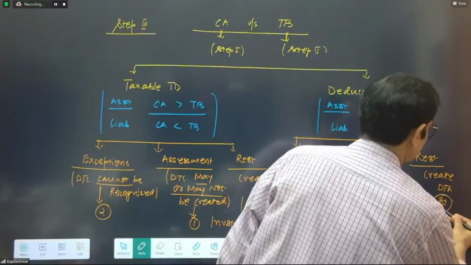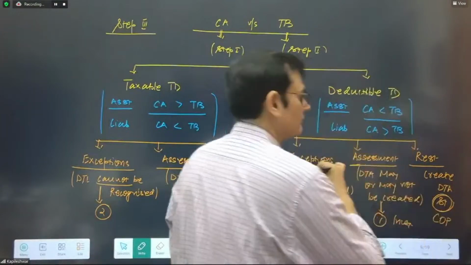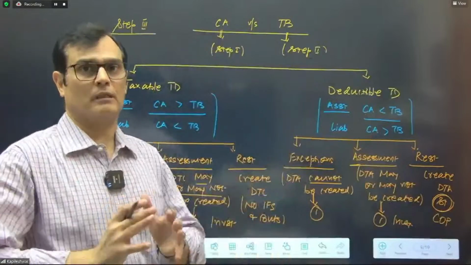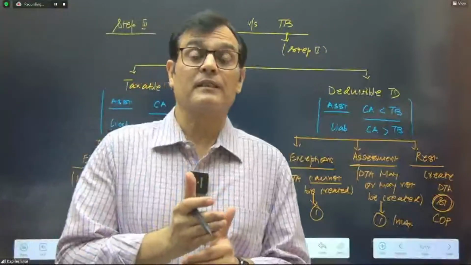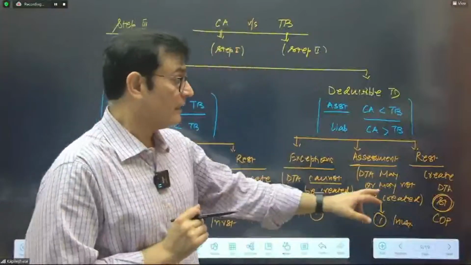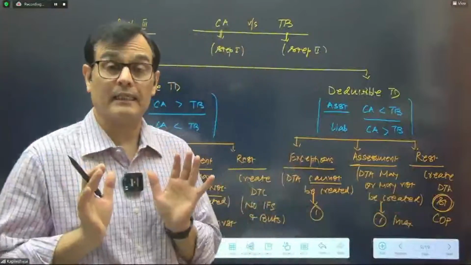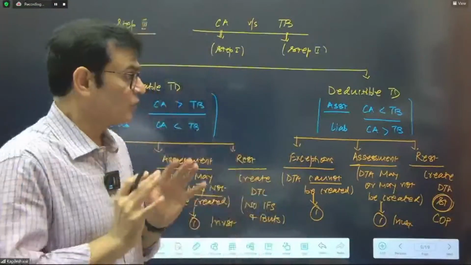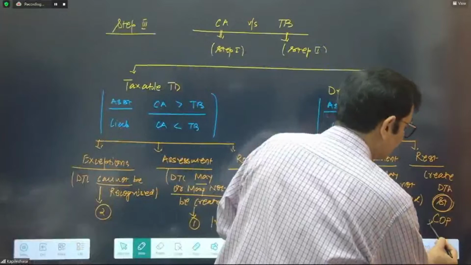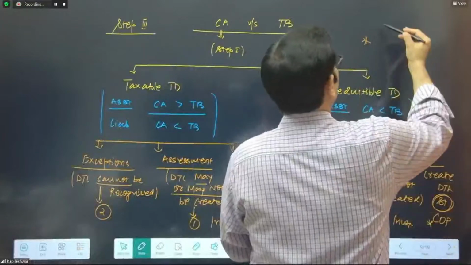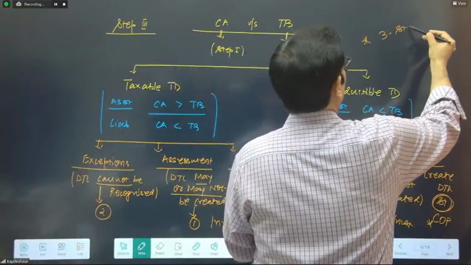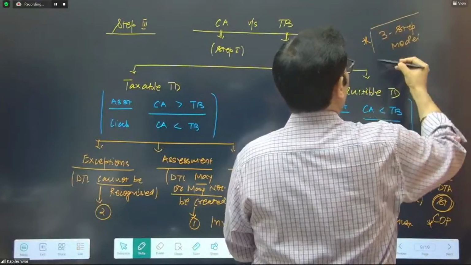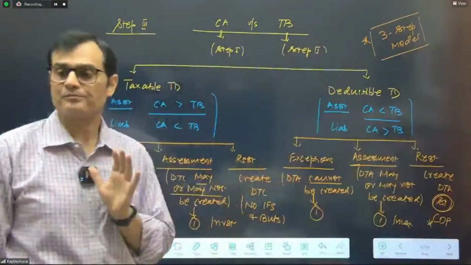subject to prudence. We create a DTA, but it is conditional. You can't say that in the rest of the cases, a DTA will be created. I have to make an assessment and see whether the concept of prudence is being met or not. As far as the concept of prudence is concerned, we're going to develop a 3-step model on this.